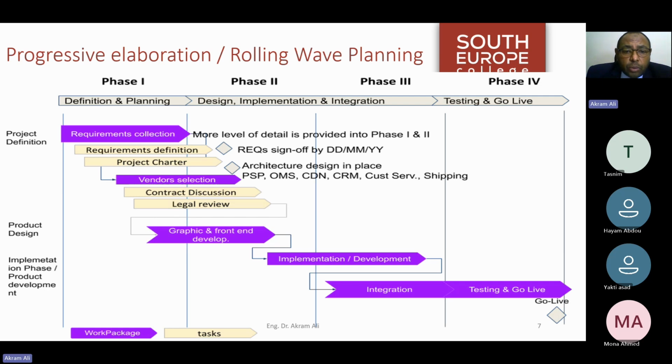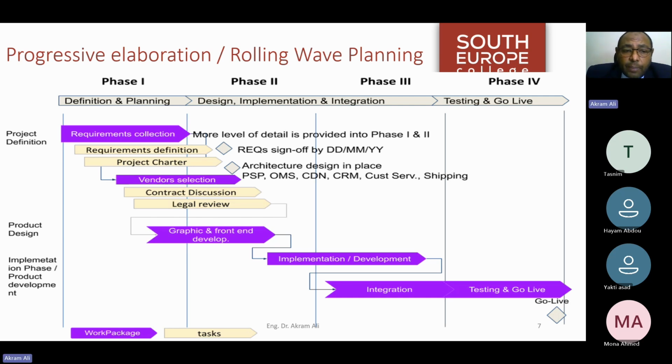So we have another way also to enforce progressive elaboration into projects through policies and procedures, which we call rolling wave planning. So in rolling wave planning, I essentially divide my project into phases. And when I develop my project into phases, I have an interface between phase 1 and phase 2, phase 2 and 3, phase 3 and 4, and so forth. I have what's called a phase gate.